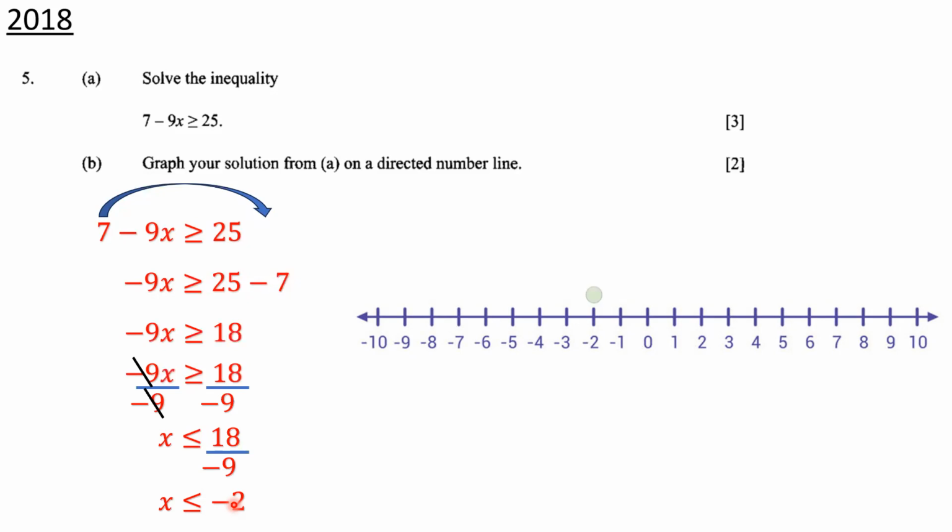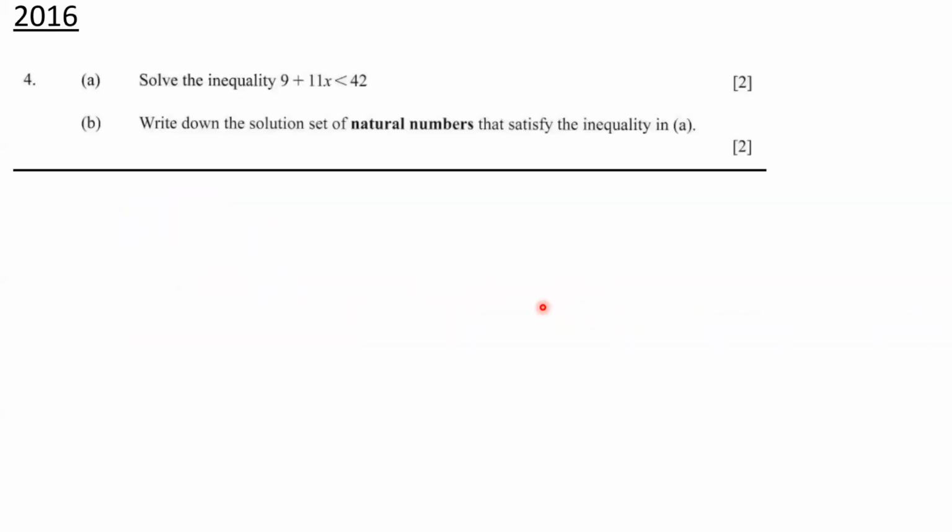So that means that we're gonna draw an arrow to the left of -2. All of these numbers are less than -2, -10, -9. They are less than -2. And so that's our answer. Okay, let's move on to the next question.